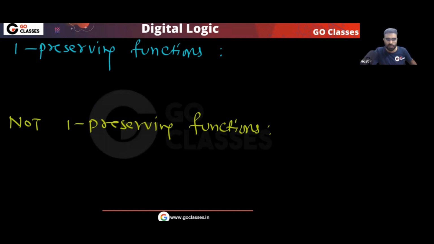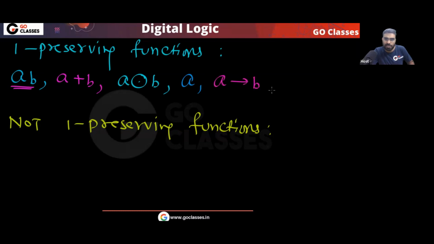So you can see that AND is one preserving, yes or no? AND is one preserving, OR is one preserving. These are one preserving functions, yes or no? For example, exclusive NOR is also a one preserving function. For example, A itself is also one preserving. Correct, yes or no? If I replace all the variables by 1, then this will become 1. What else? Let me know. For example, I can say A implies B. This is a one preserving function. These are one preserving functions.